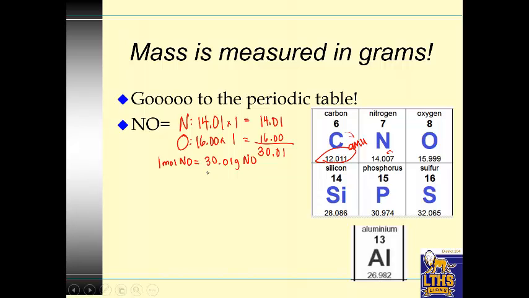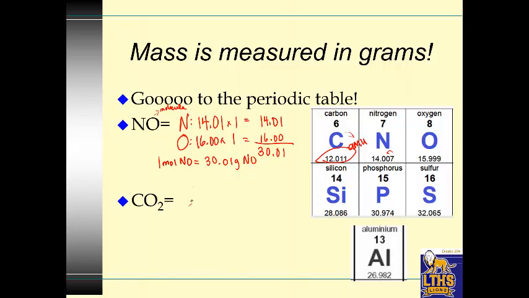Right? So that means that these are molecules. So that means there's Avogadro's number of molecules in 1 mole, and 1 mole of those molecules would weigh 30.01 grams.